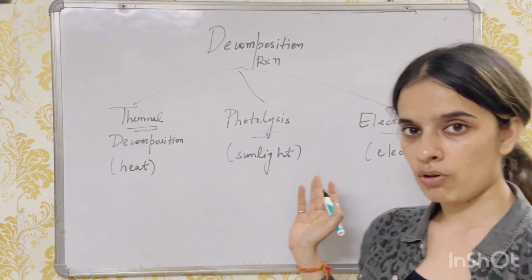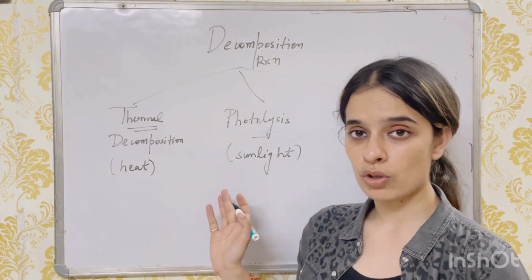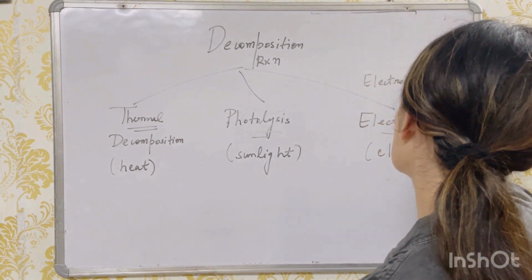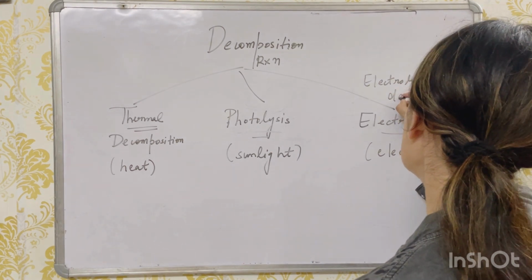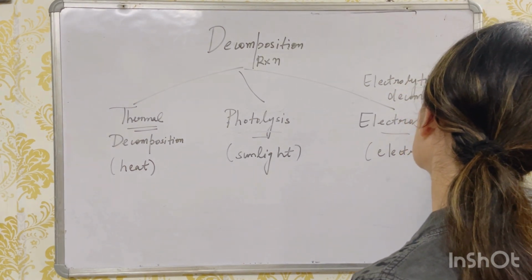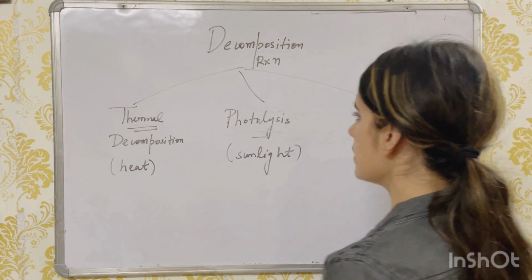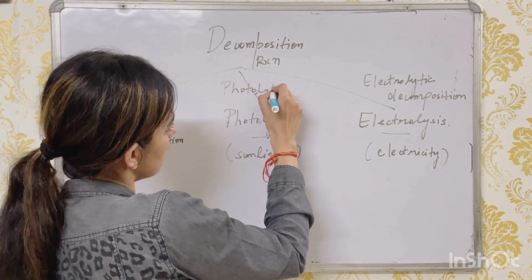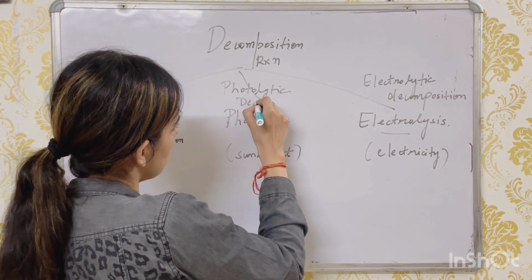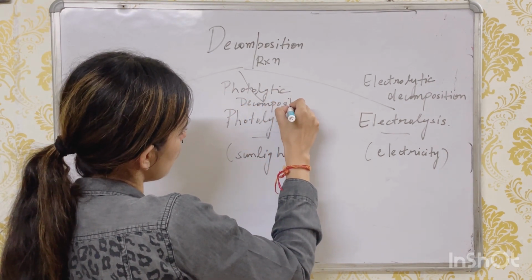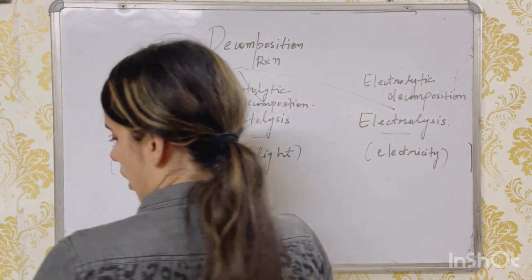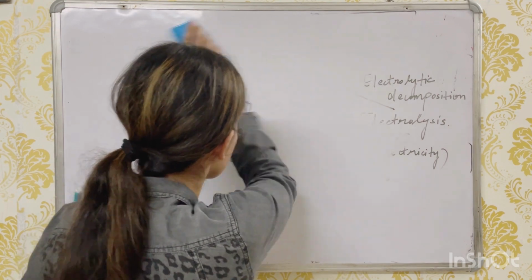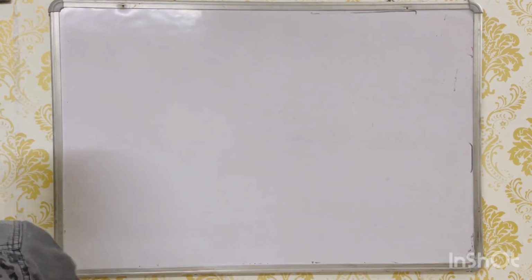Third one is electrolysis. This process is called electrolysis, or the reaction is electrolytic decomposition. This can also be pronounced as photolytic decomposition. So one by one we'll be going to study the types of decomposition. Let's start with the first one, thermal decomposition.